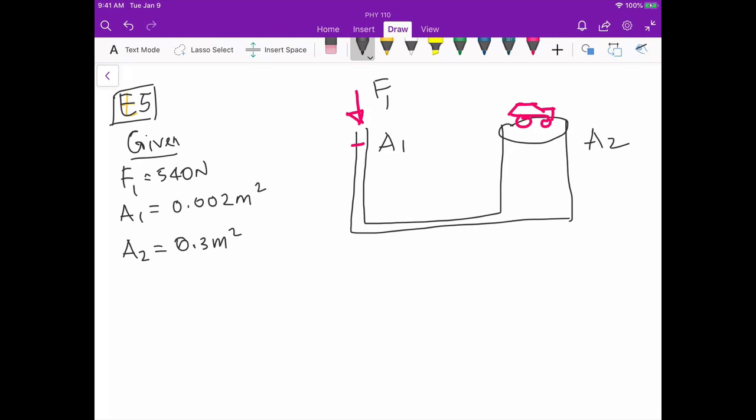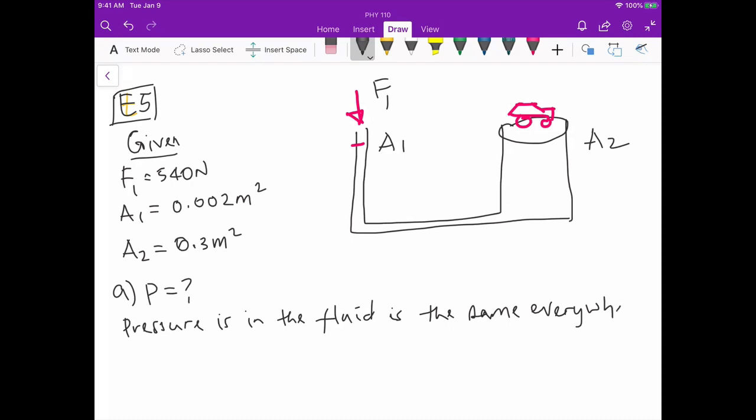So the first question states, A, how much pressure is in the system? The pressure is not going to be diminished according to Pascal's principle. So pressure is the same everywhere, throughout the fluid. Therefore, pressure in the fluid is the same as the pressure that you're applying on piston 1. If you can find the pressure on piston 1, then that's it.